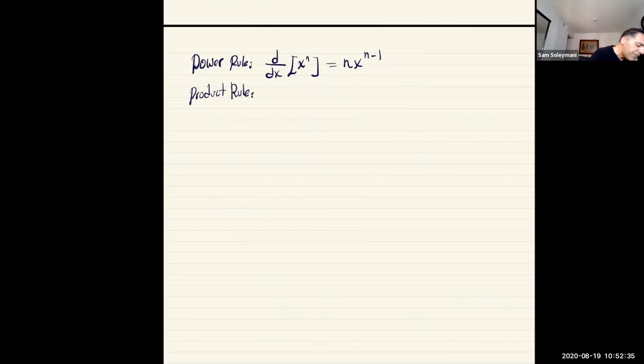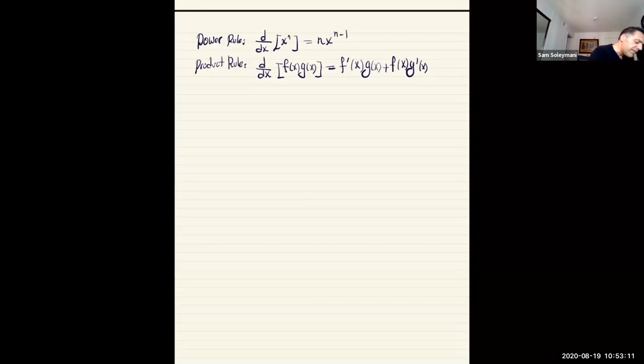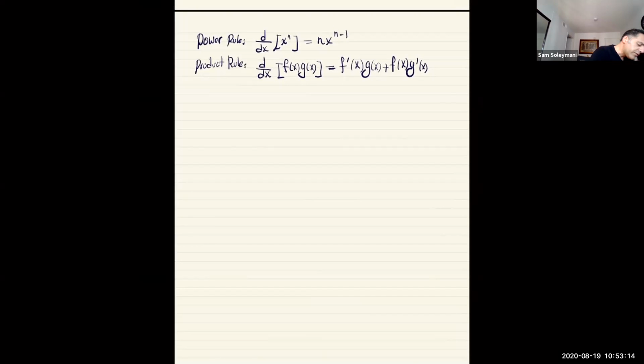Yeah. We have the product rule, which says that if you're finding the derivative of the product of two functions, f of x times g of x, then you take the derivative of the first factor times the second factor, plus leave the first factor alone times the derivative of the second factor. Product rule. And then we have the quotient rule.